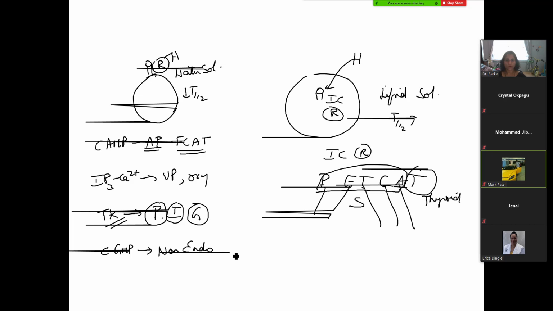So what were the two important non-endocrine hormones we covered? ANP and NO. ANP and nitric oxide. What's the other name for nitric oxide? EDRF. Endothelial derived relaxing factor. It's the same. Okay.